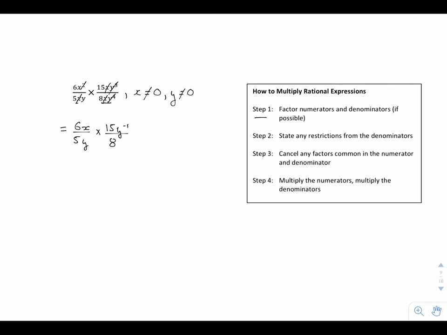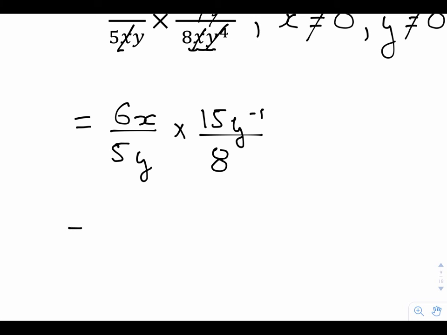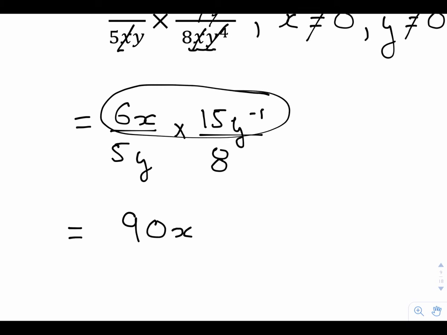Next, we're going to multiply numerators and denominators together and see what we get. So multiplying across, I'm going to look at these two terms multiplied together. So 6 times 15, that will give me 90. Then I have x times y to the negative 1, all over 5 times 8 is 40. And then I have a y here.